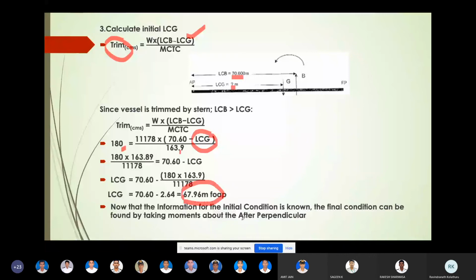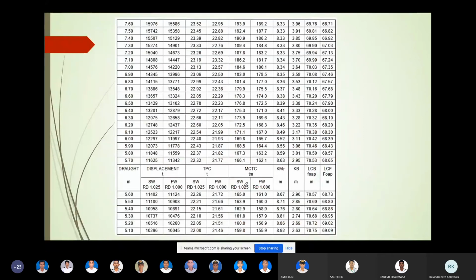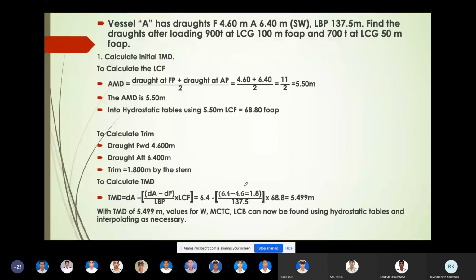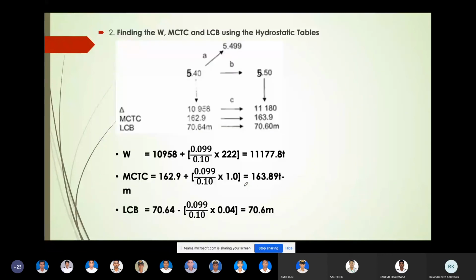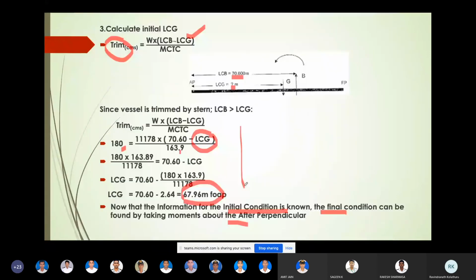See, now that the information for the initial condition is known, the final condition can be calculated by taking moments. So remember, till now we have been calculating only the initial condition. Just to calculate the initial displacement and LCG, we have to do all this. We calculated AMD, then TMD. With that, we got all these values. Then we applied it in this formula. We got the initial LCG. So till now we've got the initial values.